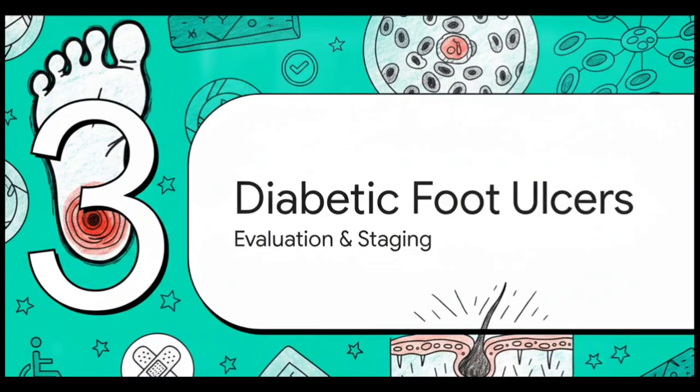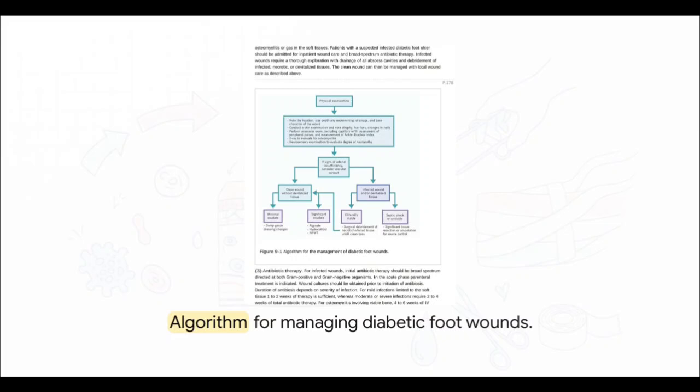Moving right along to Section 3, Diabetic Foot and Pressure Ulcers, Clinical Evaluation and Staging. Let's dig into the workup for these incredibly high-yield pathologies. When you're evaluating a diabetic foot wound, your immediate branch point is always based on the physical exam. First things first, check for signs of arterial insufficiency. If you see it, boom, immediately consider a vascular consult. Next, you need to evaluate the tissue itself.